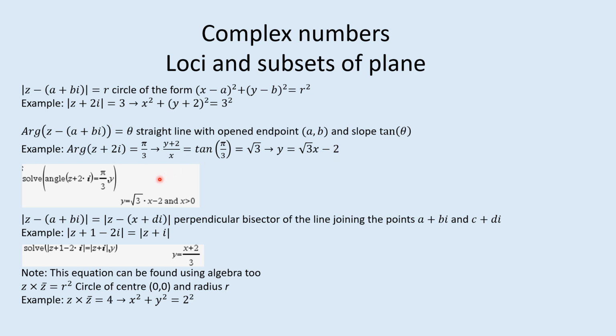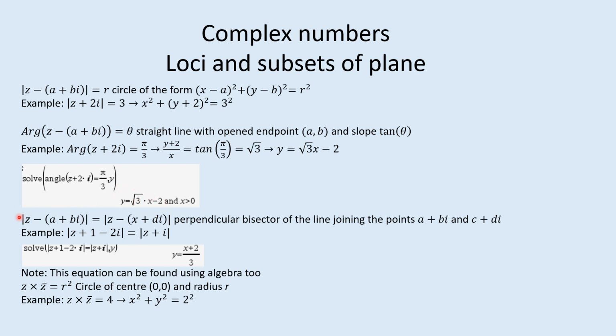So you rearrange that and work out the equation of the straight line. You can also do this on CAS, but when you go solve, you don't do C-solve. You do normal solve for subsets. So for arguments on CAS, you need to say angle, okay? Do angle equal angle z plus 2i equal pi over 3, and then solve for y. And that is your straight line.